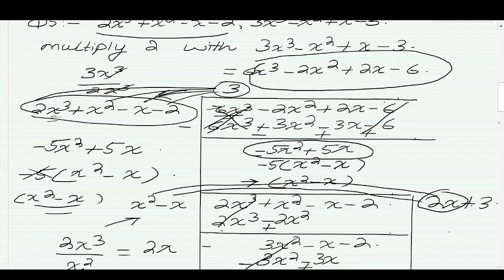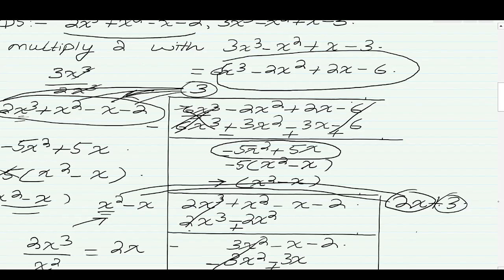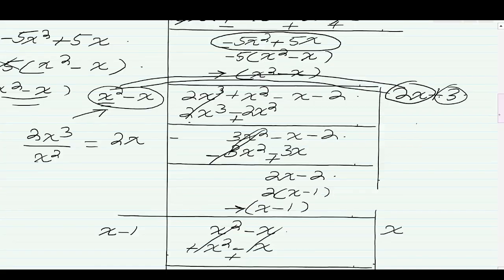So still our power isn't greater, but it is equal to the power of the first term. So 3x square divided by x square results in 3, and we will write positive 3 here. So positive 3 is in our quotient position. So we will multiply it with this polynomial. After doing that, we will get 3x square negative 3x. The sign will get changed and they will cancel each other out. Now what will we get in the end? In the end, we get 2x minus 2.